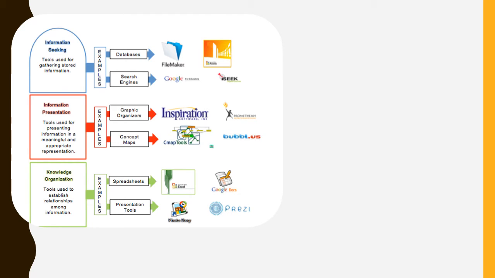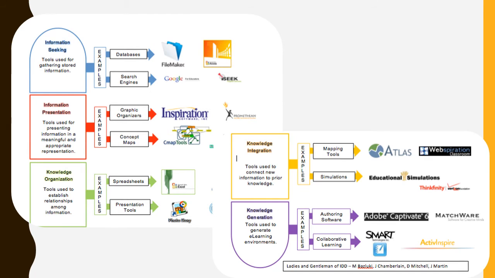Some technology resources for cognitivism relate to the areas of information seeking, information presentation, knowledge organization, knowledge integration, and knowledge generation. Think about the resources you use.